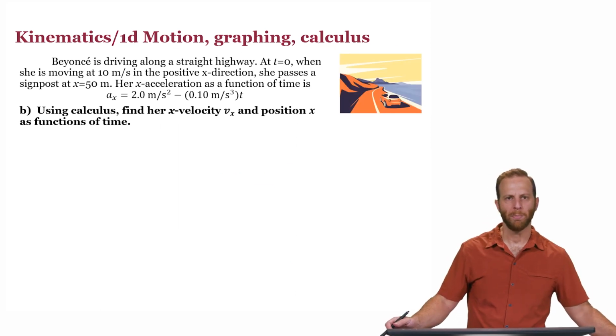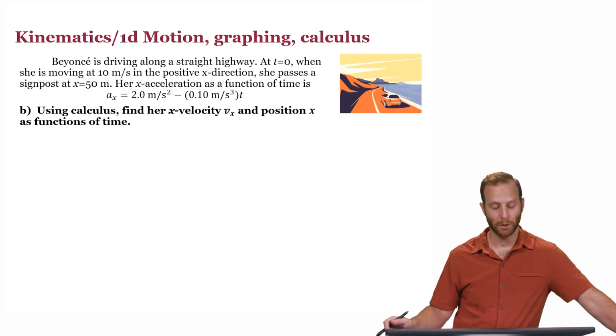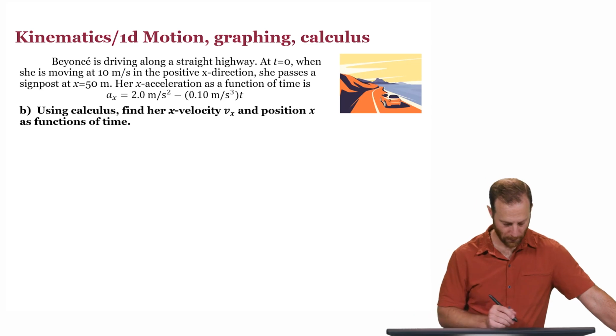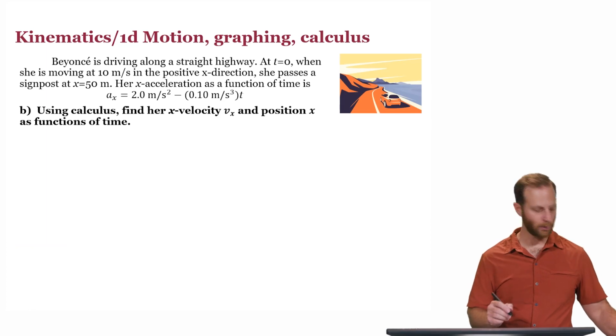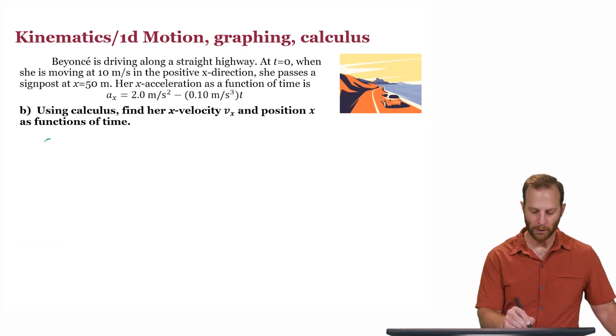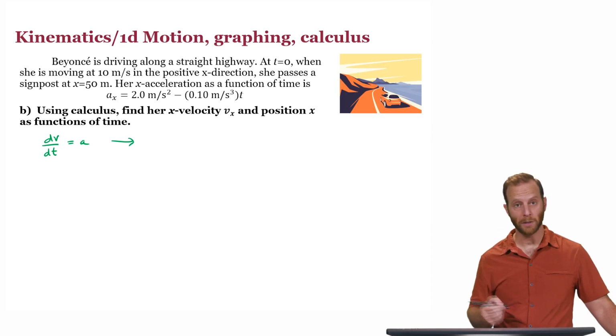Okay, in part B, using calculus, we can find the x velocity and the position as functions of time. So let's go ahead and do that. We have to remember what the connection is between acceleration and velocity. We have to remember that the derivative of the velocity with respect to time is the acceleration, and that tells us how to figure out what the velocity is.